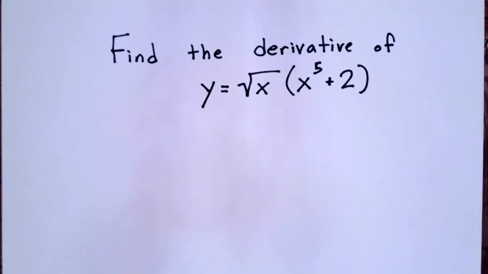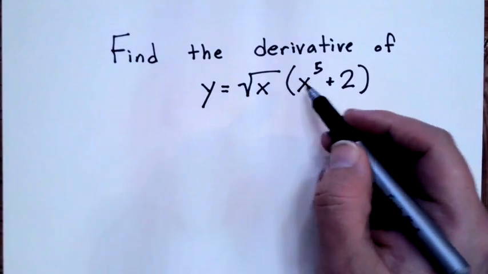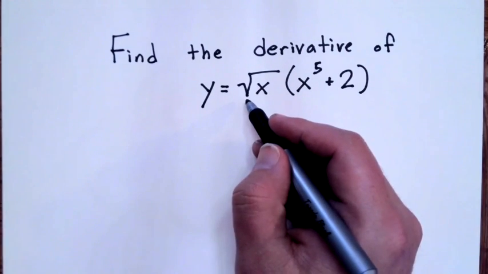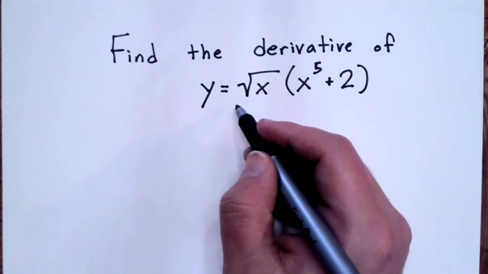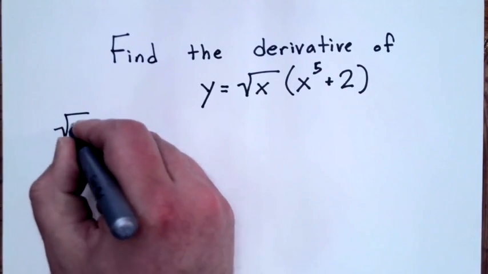So let's look at this problem. Find the derivative of y equals square root of x times (x to the fifth plus 2). It's going to help us when we do these kinds of derivative problems that involve functions, if at all possible, to rewrite things in terms of power functions.